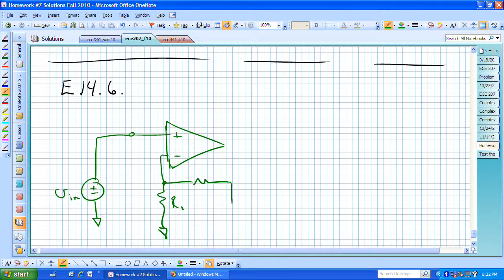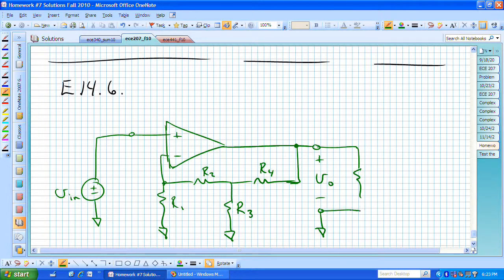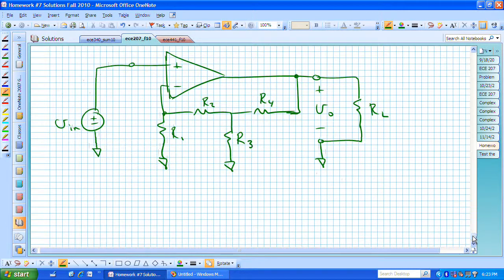R1, and I'm going to label these a little differently than in the book just so that I can keep track of what I'm doing. I'll call that R2, I'll call this one R3, and this resistor let me call R4. That resistor configuration is now tied from the output of our system back to the inverting input terminal of our op-amp, which gives us our negative feedback that we're interested in order to analyze this circuit.